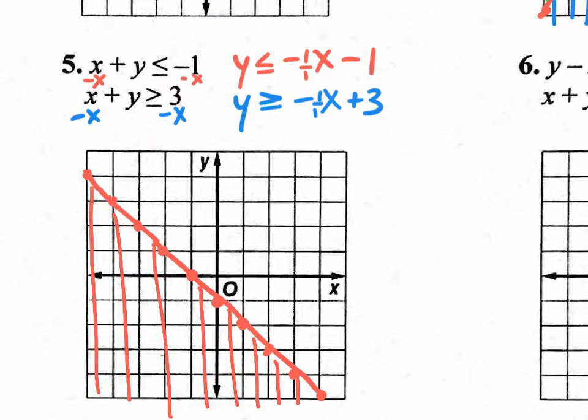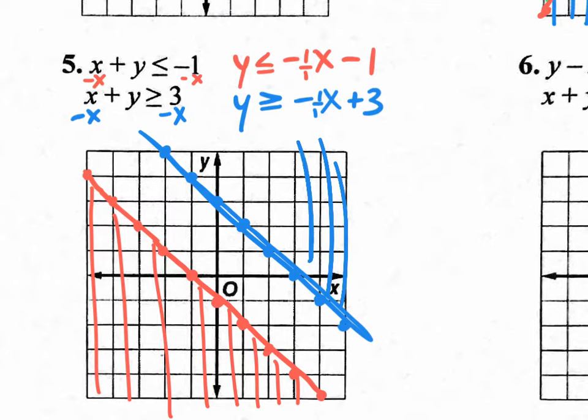Now let me graph the blue one. It crosses at 3. You go down 1 over 1, down 1 over 1, down 1 over 1, down 1 over 1. Use that pattern backwards. And now, is it solid or dotted? Solid. Do I shade in above the blue line or below the blue line? Above. How do I know it's above? Because it says greater than right there. So it's above. So you shade in everything up here. So you need to really shade in the overlap piece.